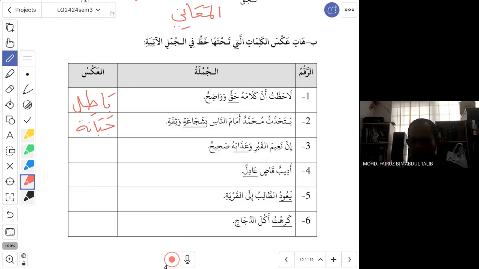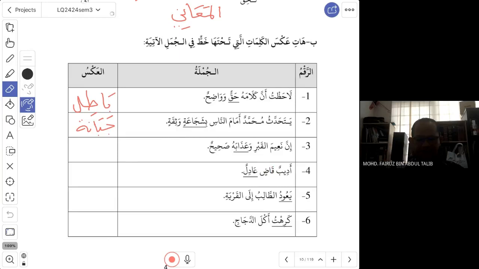Indeed, the na'im, this is similar to the word ni'mah. The ni'mah, the good things that you will get in the qabr, in the grave. Wa azabahu, and also the torture, the punishment of the grave, is sahih, means they are true. So they exist. So what is the opposite of azab? Of course, here they already mentioned the word. You can take this, na'im. The opposite of azab is na'im.